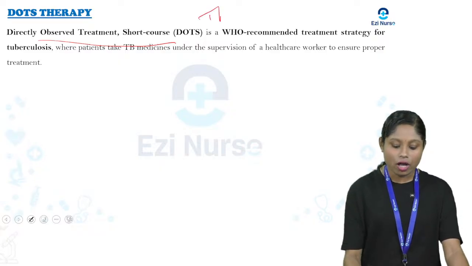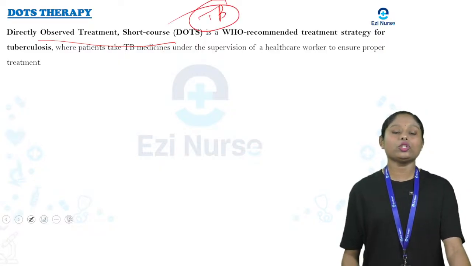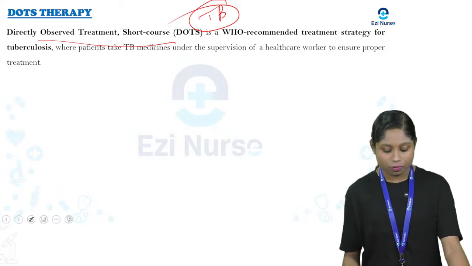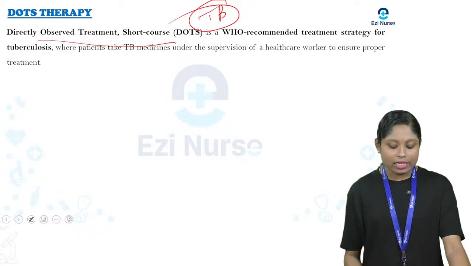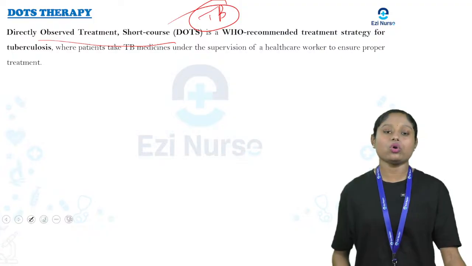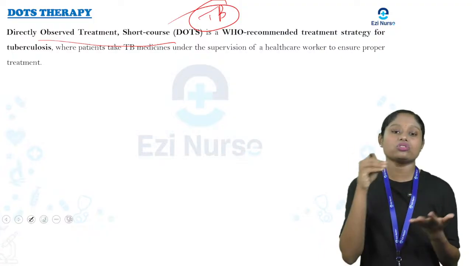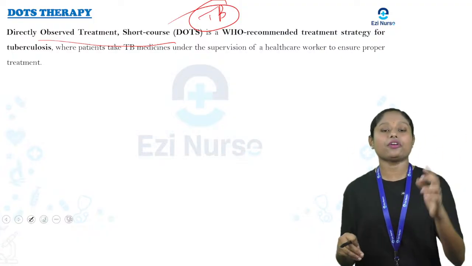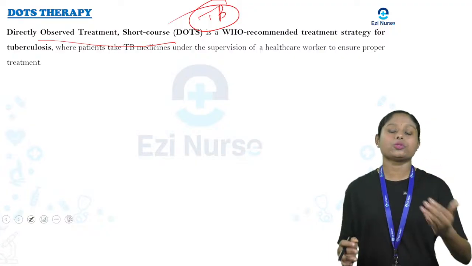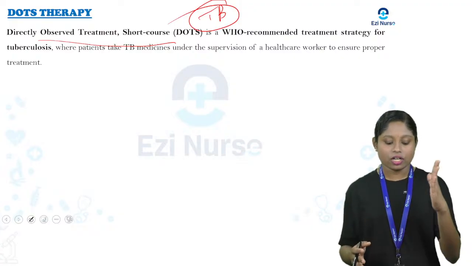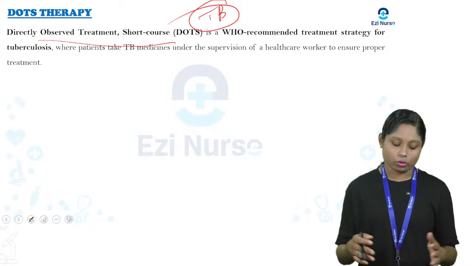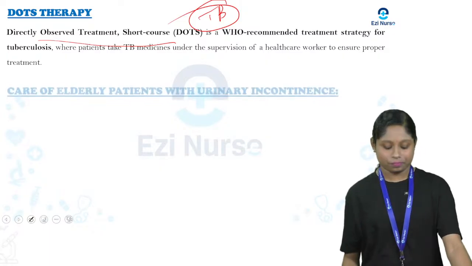So it is mainly for tuberculosis control. It's a WHO recommended strategy, that is directly observed treatment short course. So where the patient will take TB medicine under the supervision of a health worker to ensure proper treatment. So the patients who are suffering with tuberculosis will take the medicines in front of the healthcare worker. That is directly observed treatment short course. So that is the WHO strategy to control tuberculosis. So it is DOTS therapy.